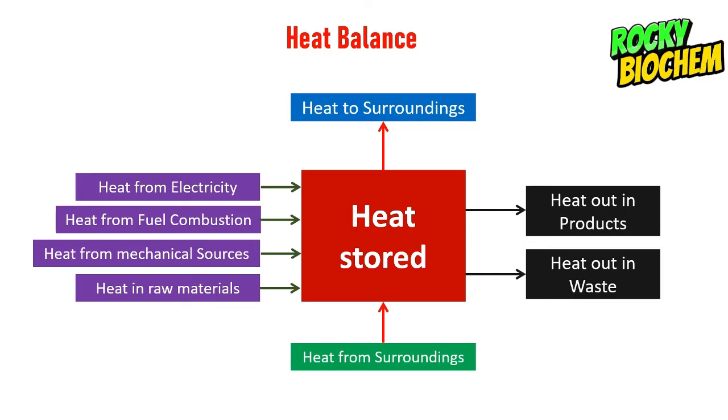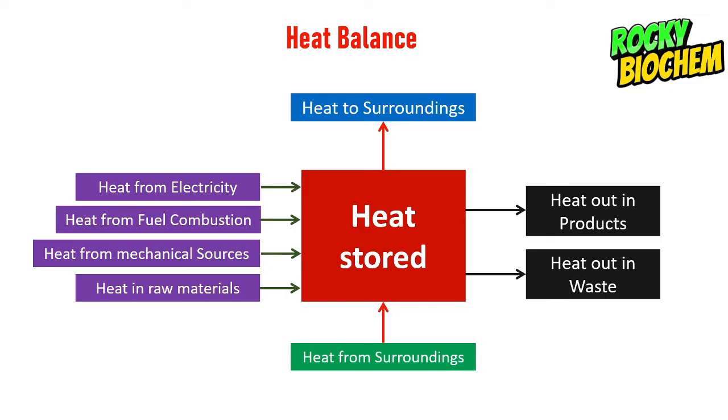This particular diagram gives a broader view of heat balance. We can see that the heat in can be the heat that comes from the electricity source, or the heat that comes from combustion of the fuel, or the heat that comes from other mechanical sources. And lastly, we can talk about the heat that comes from the raw material. The raw material in itself might possess certain heat already. That is why it is counted as part of the heat in.